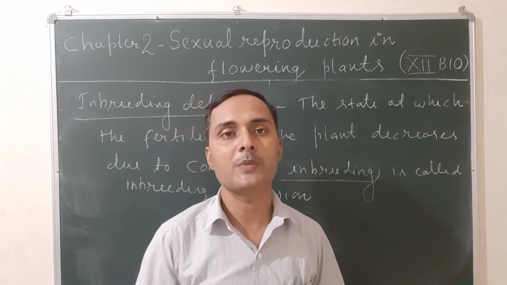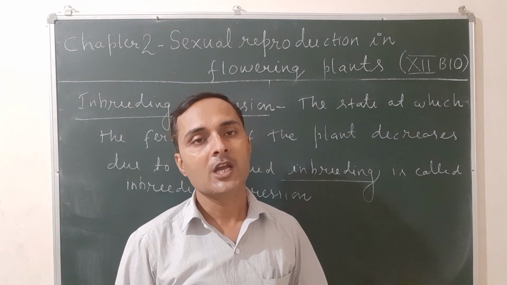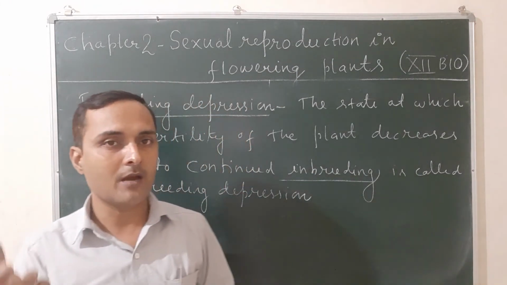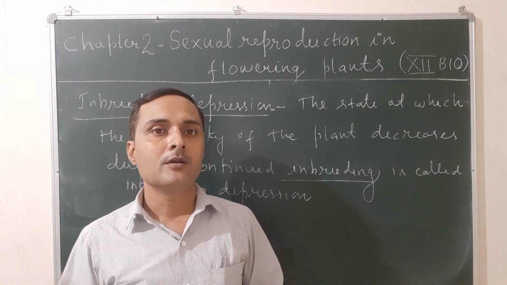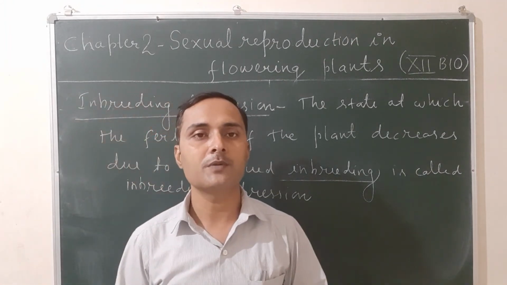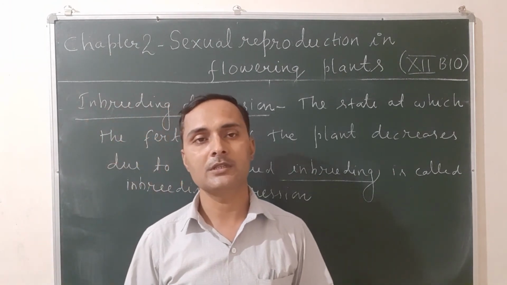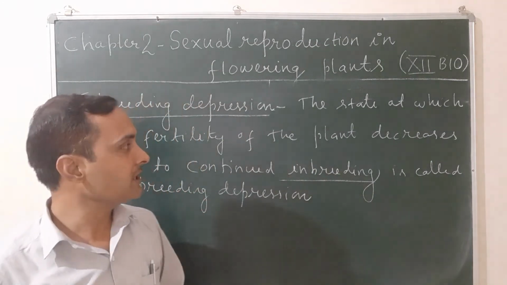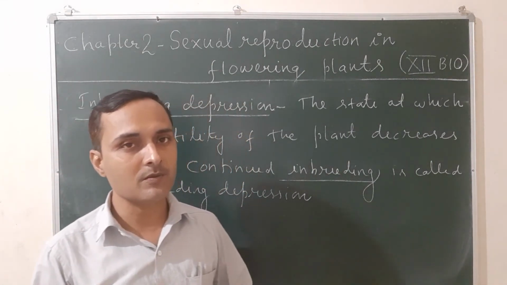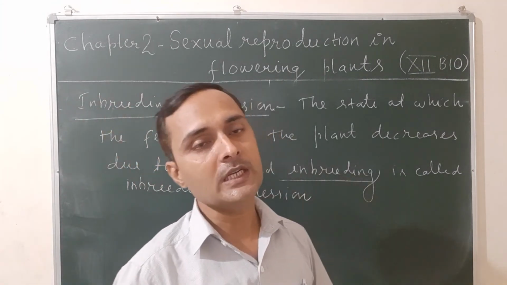Suppose that the plant is bisexual, that means it bears both androecium and gynoecium. When for a long time the pollen grains of the stamen are transferred many times onto the stigma, one state will come where the fertility of the plant reduces, and this state is called inbreeding depression. Okay, and the second topic is, what are outbreeding devices? The mechanism which prevents self-pollination and promotes cross pollination is called outbreeding devices.